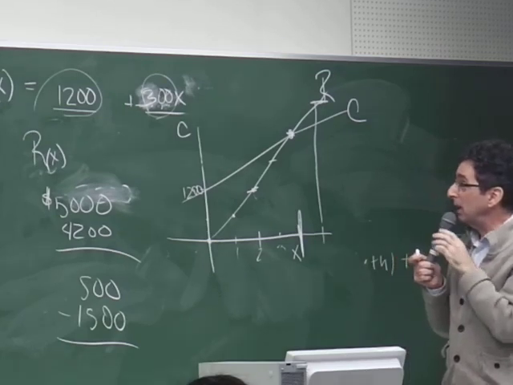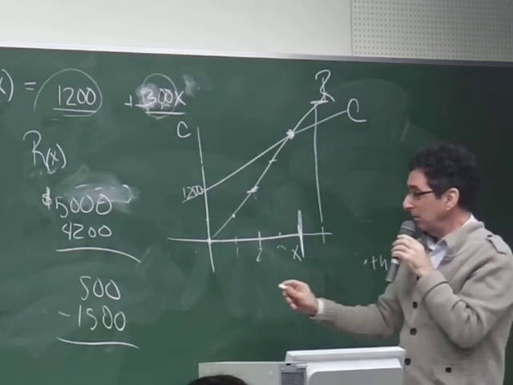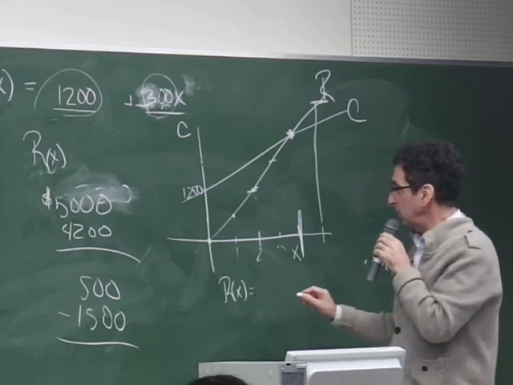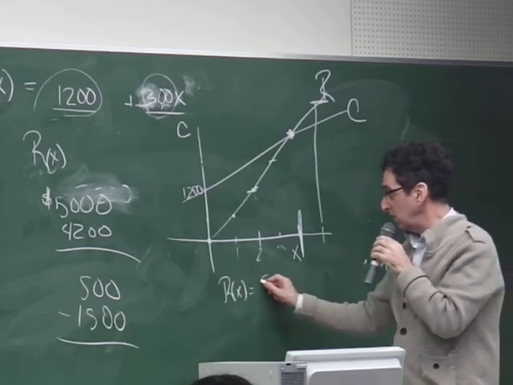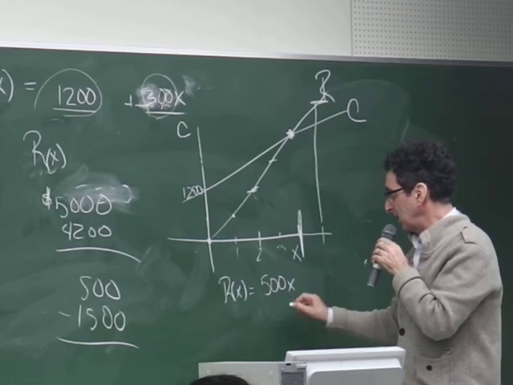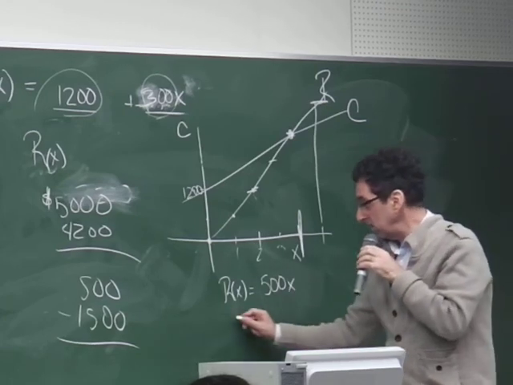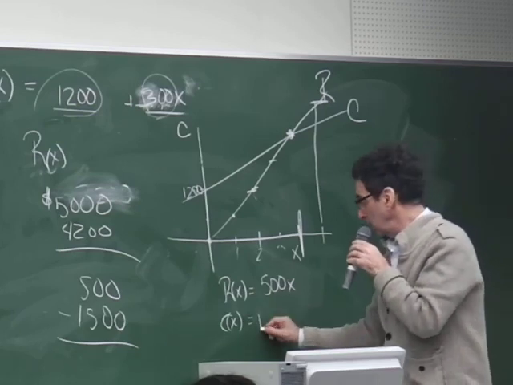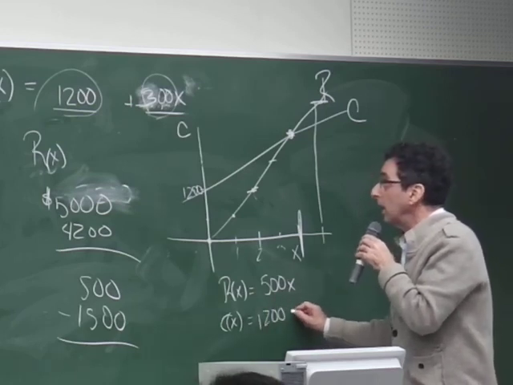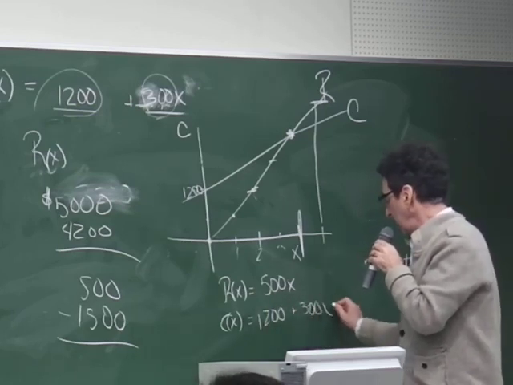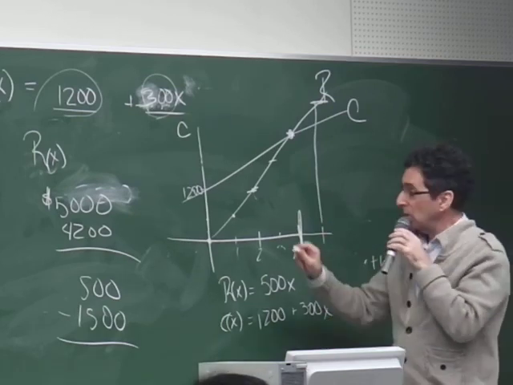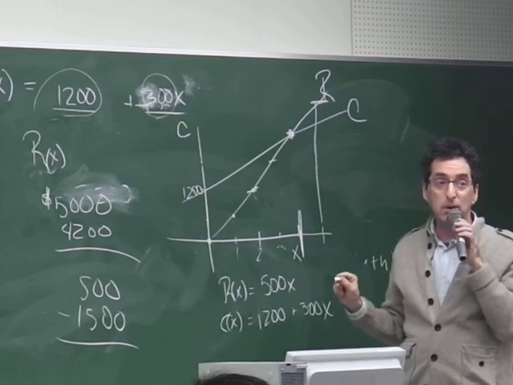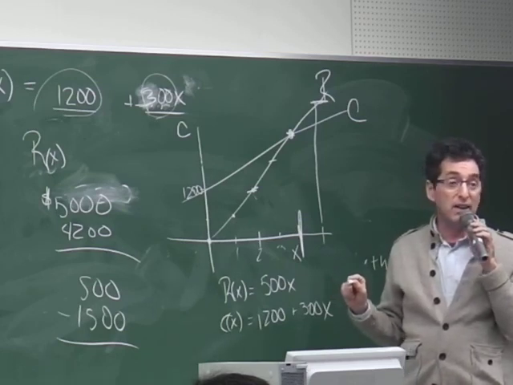Can you find the break even point? Yes, because you have two functions. R of x equals 500x, that's a line. And the other one, C of x, equals 1,200 plus 300x. What do we want to find to get the break-even point? We want to find out where they intersect.